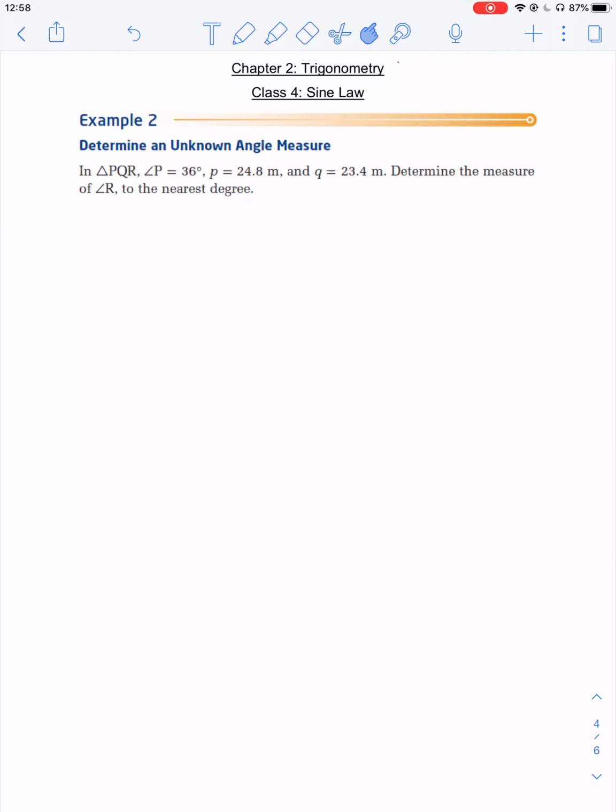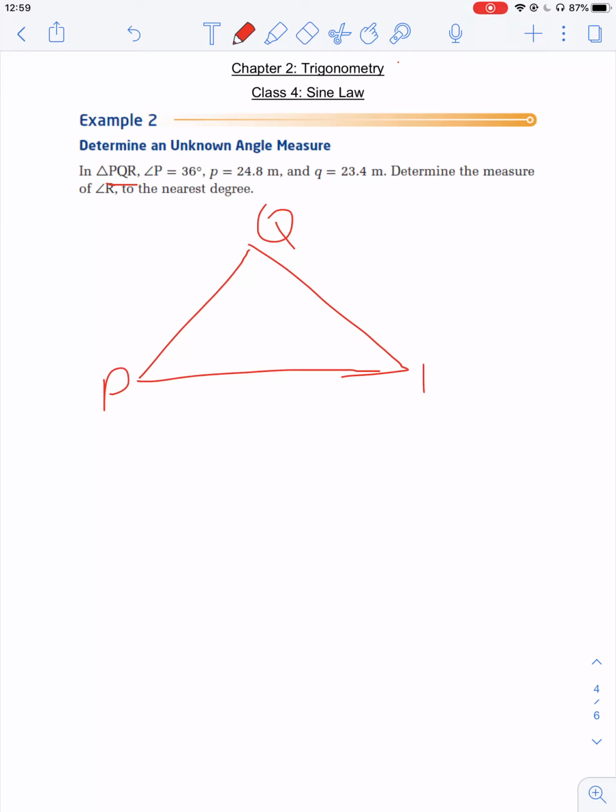If the triangle is not given to you, you can just draw it out however you want. I like to draw something very similar to a right angle triangle, just something like this. You know that the triangle has corners P, Q, and R, so let's label them. Let's say this is P, this is Q, and this is R.